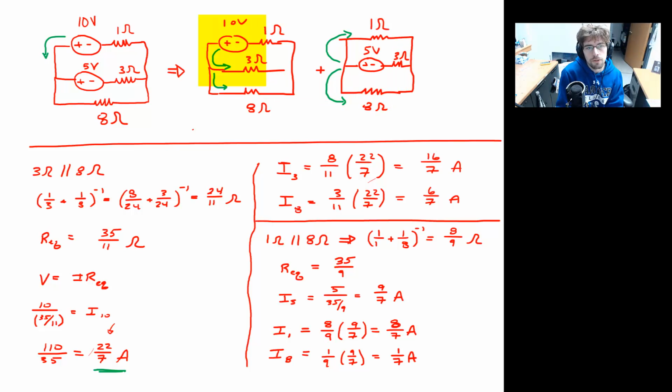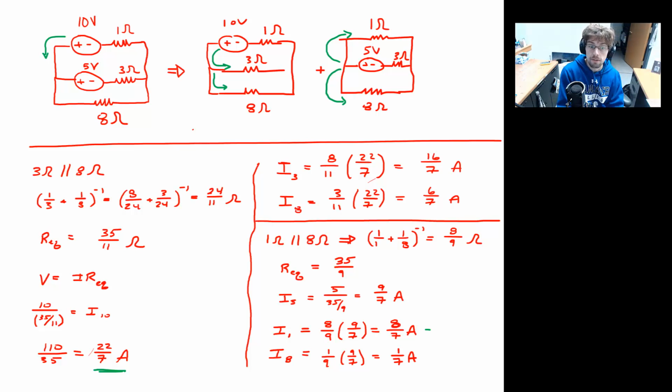So, well, for the 1 ohm resistor, we have 22/7 of an amp running from right to left due to the 10-volt potential. We have 8/7 of an amp running from left to right due to the 5-volt potential. And so overall, we're going to have to take the difference of those two.